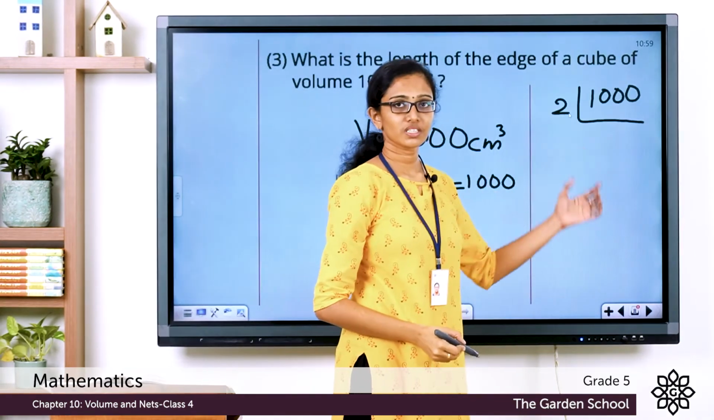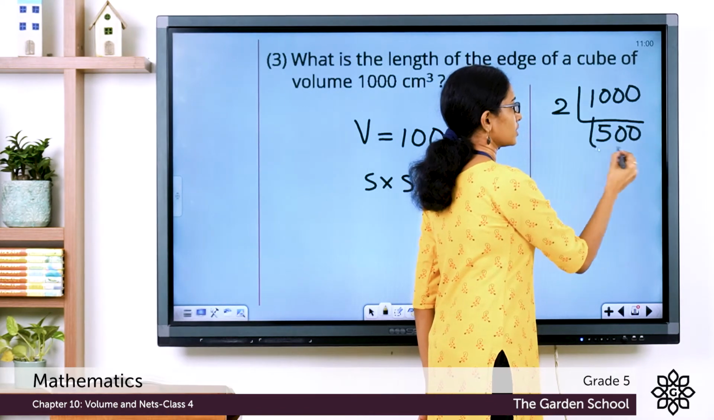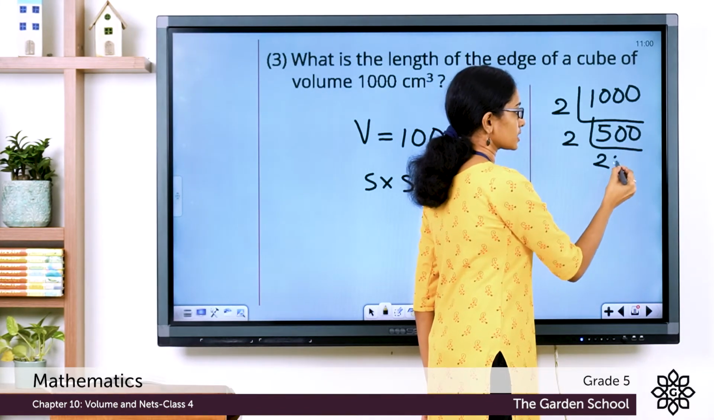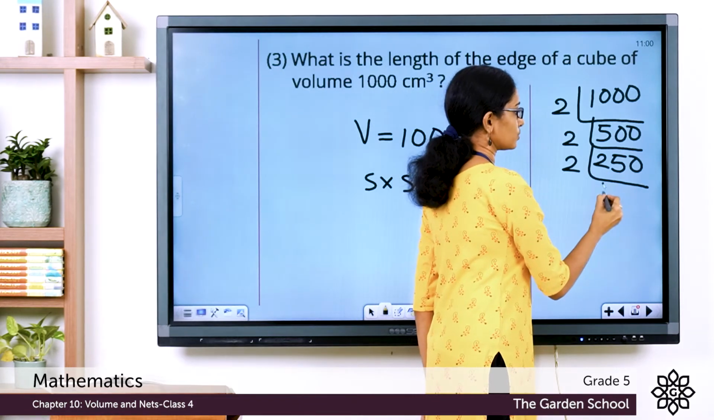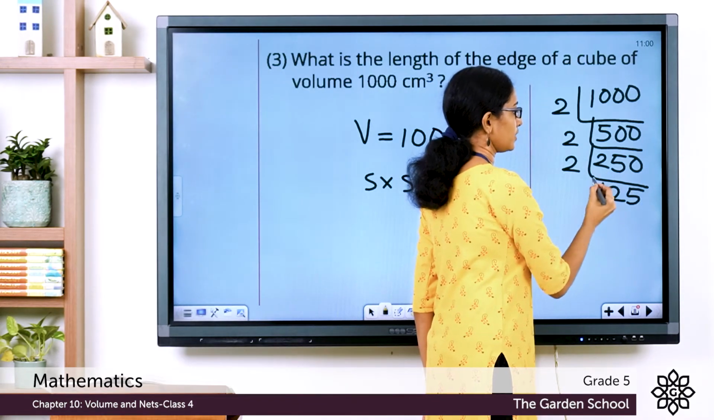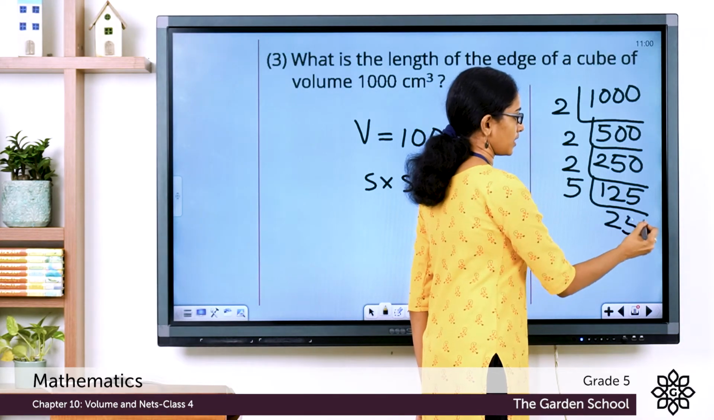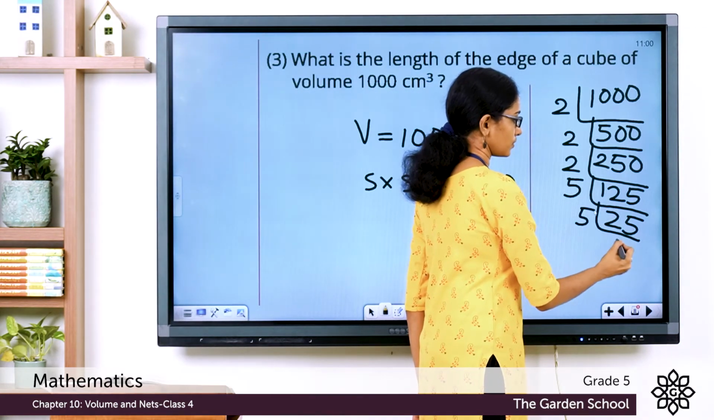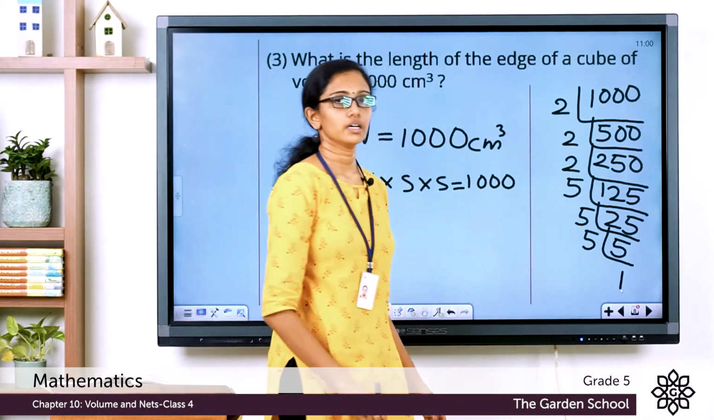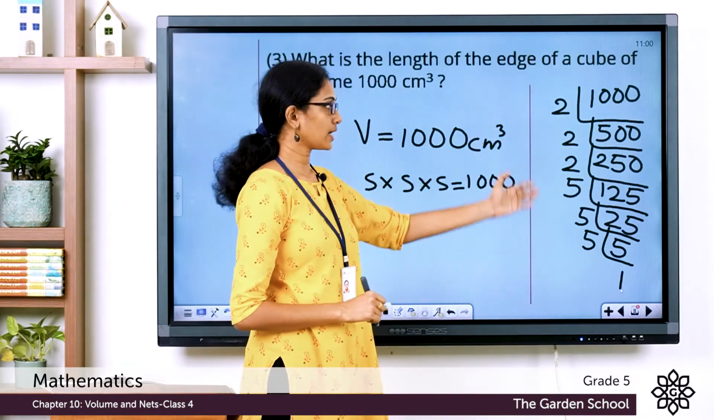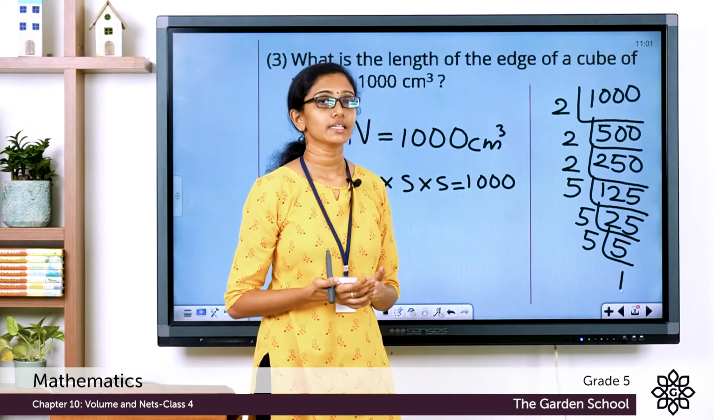So here 1000 is divided by 2 and we get 500. Now again 2 we get 250. Now again 2 you get 125. Now 5 it is 25. Now again 5 we get 5 here. Now again 5 we get 1 here. Now we have prime factorized the given volume and you see these factors here. Now let's see what is the next step.